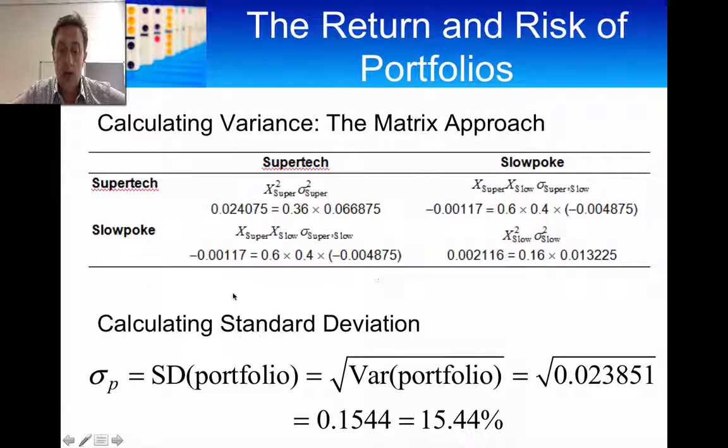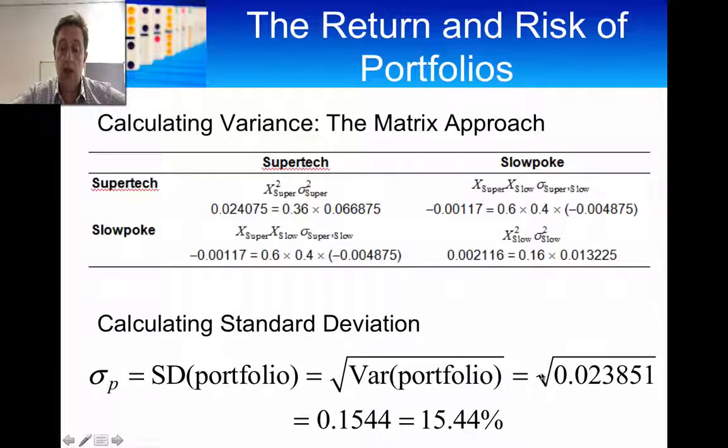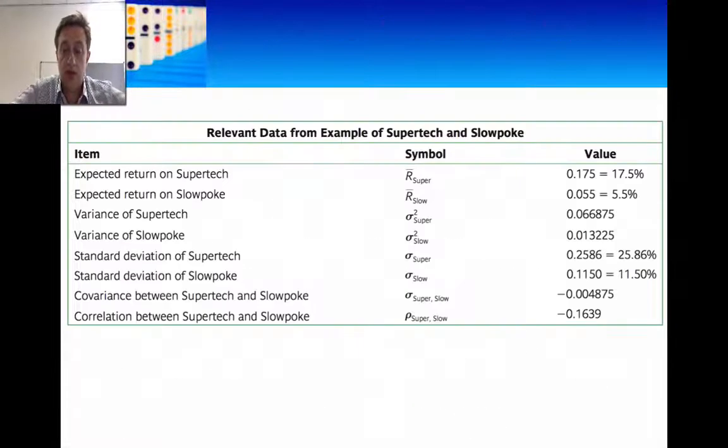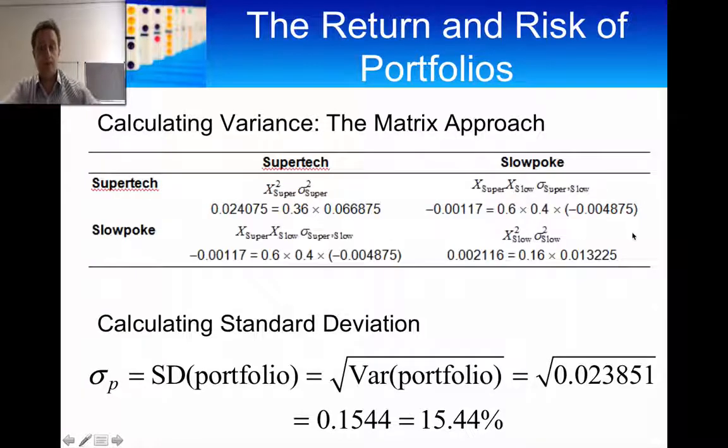If we want to calculate the standard deviation of the portfolio, however, we just take the square root of the variance. And since the variance was 0.023851, we take the square root of that and we see the standard deviation is 15.44%. So compare that with the standard deviations of the individual assets, 25 and 11. The standard deviation, or the risk, of our portfolio is closer to Slowpoke, even although we've invested less in Slowpoke, and I will come back to that.